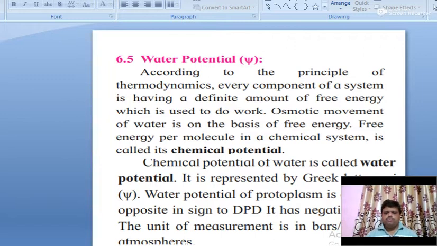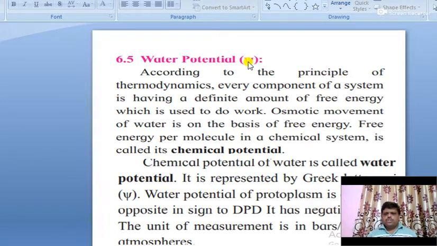Osmotic movement of water is on the basis of free energy. Free energy per molecule in a chemical system is called chemical potential. Chemical potential of water is called water potential. It is represented by the Greek letter psi. You can see the symbol psi on the slide.